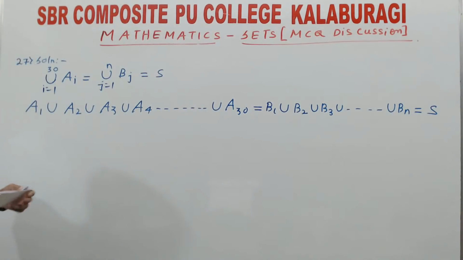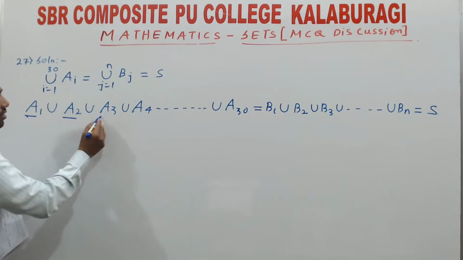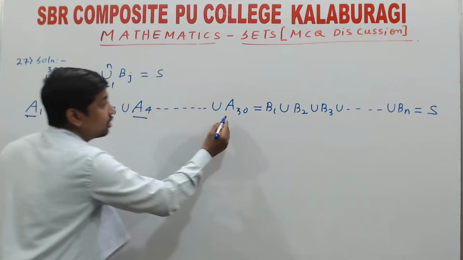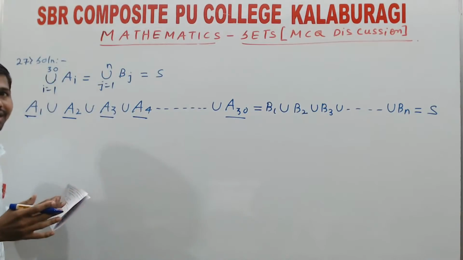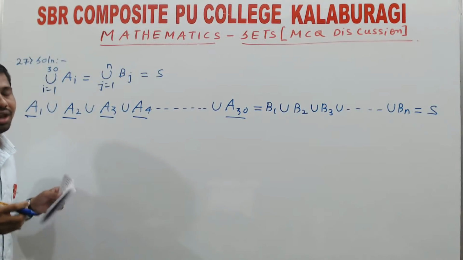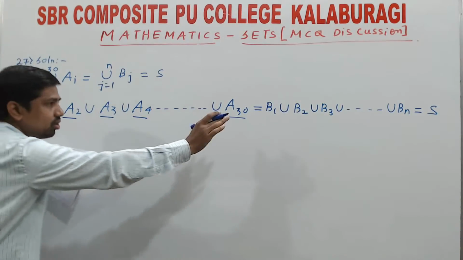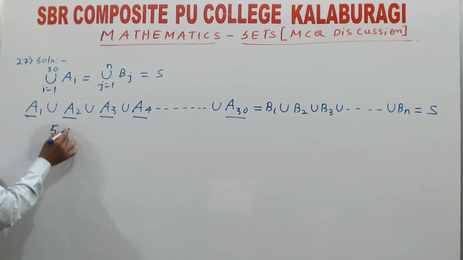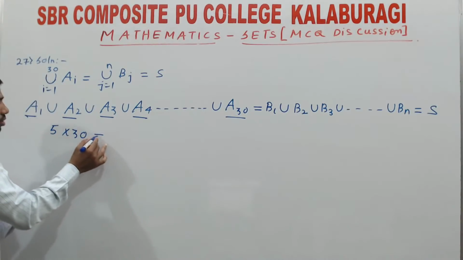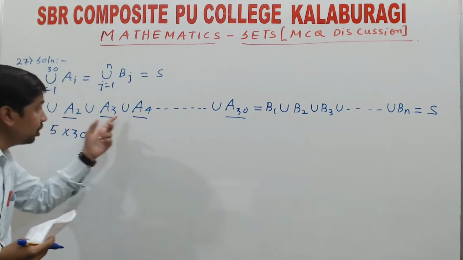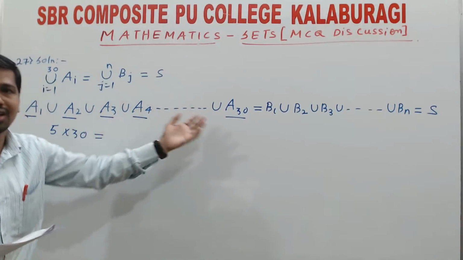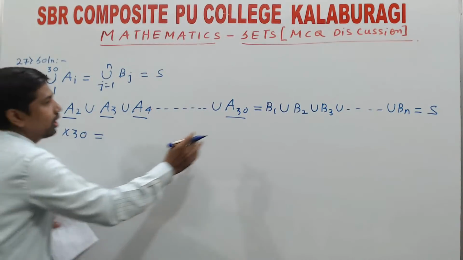What is given? The 30 sets, each having 5 elements. So this has 5 elements, this has 5 elements, this has 5 elements, this also has 5 elements. 30 sets have 5 elements each. Now let us assume that all those 5 elements are different. Then the total number of elements in all these 30 sets is 5 into 30. So these many elements are there in the union of these sets.